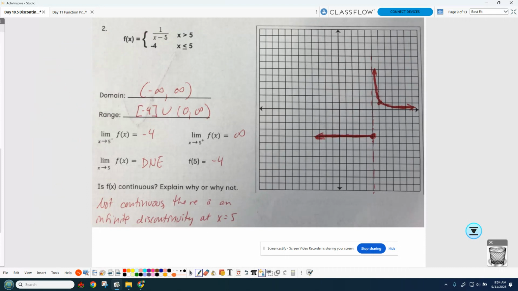So Jean Gideon, what kind of discontinuity is this? Infinite. Even though, Naomi, this side went to -4 and that side went to infinity, it's still infinite, because infinity is a lot stronger than -4. Yes? All right.